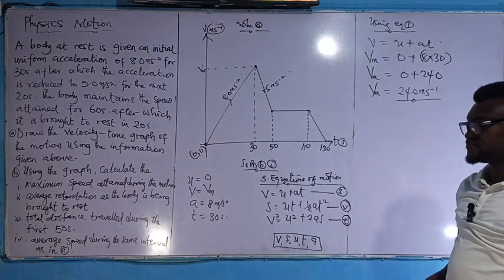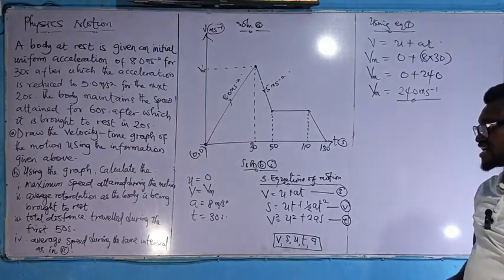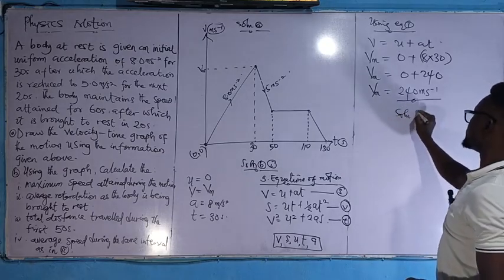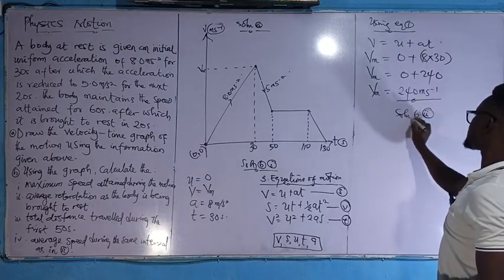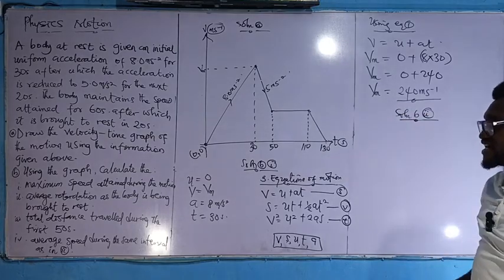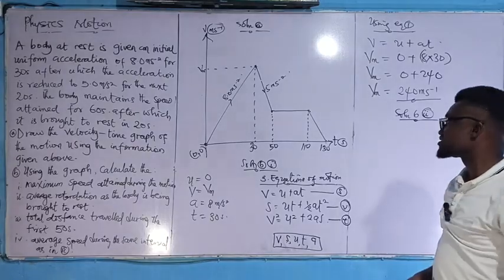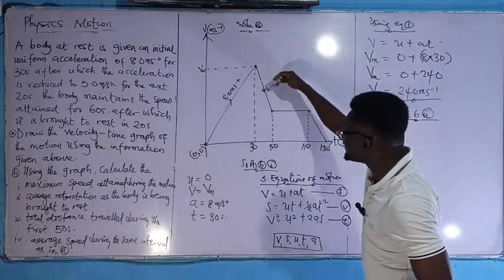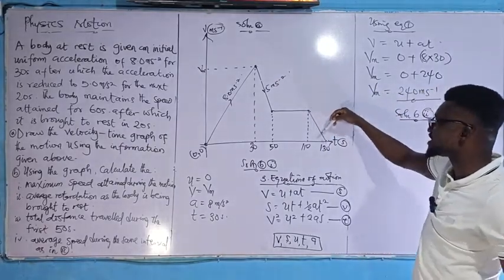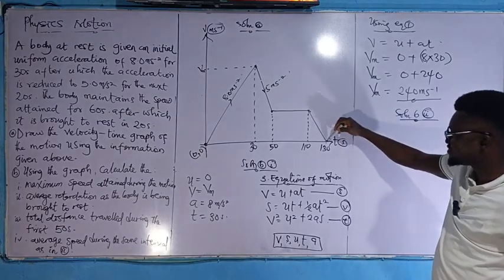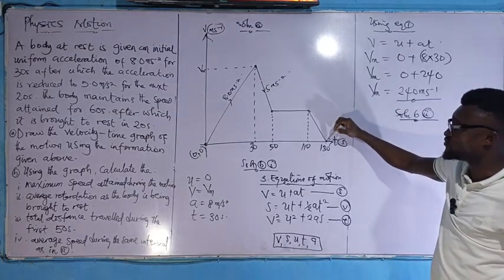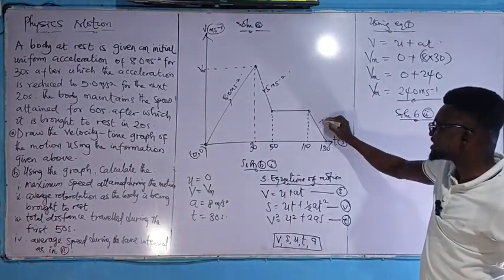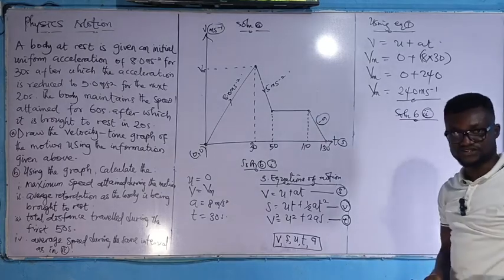Then the next question there is what? Average retardation as the body is being brought to rest. So solution B, II. Average retardation. Now we have retardation here, and here is retardation, but the one that retards to rest is this very one. So it's this very one that we are asked to find. You remember, retardation is a negative acceleration.